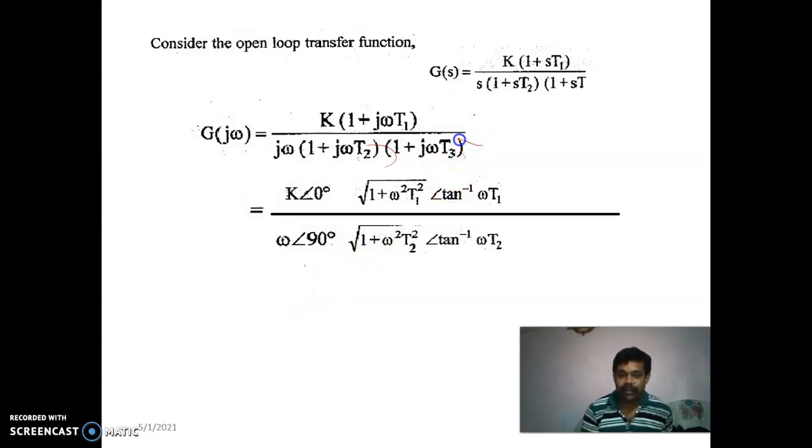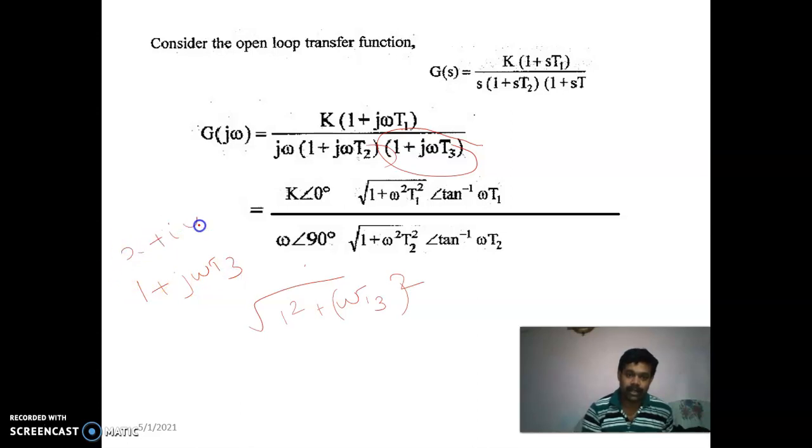Now we are going to calculate it for the next one. It is root of 1 square plus omega t3 the whole square. This is 1 plus j omega t3, so it is of the form x plus iy. If you have a complex number x plus iy, its magnitude is root of x square plus y square. Similarly, here in the place of x is 1, and in the place of y we have omega t3, so omega t3 the whole square.